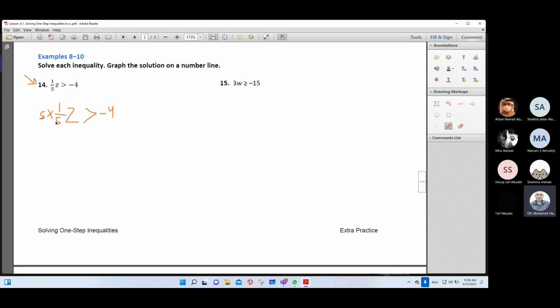So 5 times 1 over 5 will be 1. 1z means z greater than -4. So this is the inequality. The solution of this inequality is z such that z greater than -4.